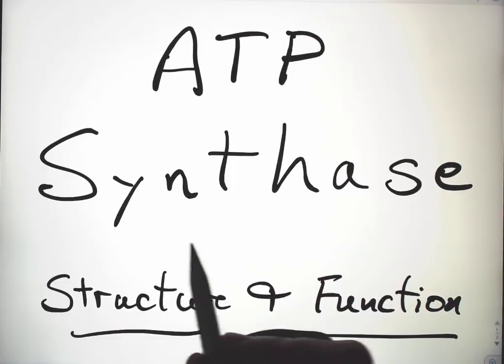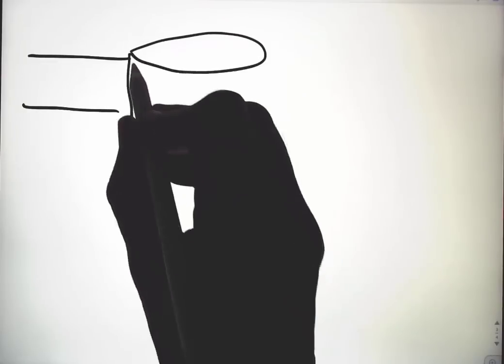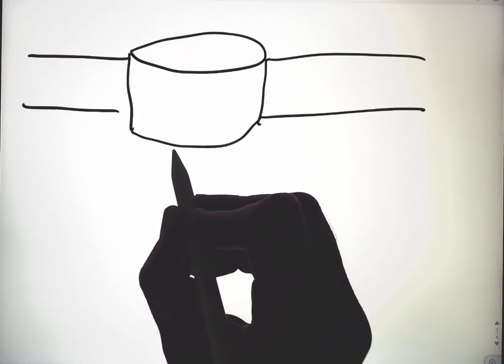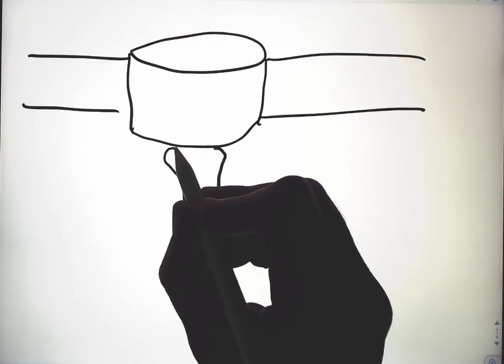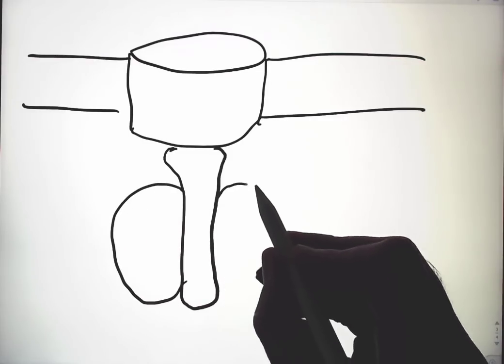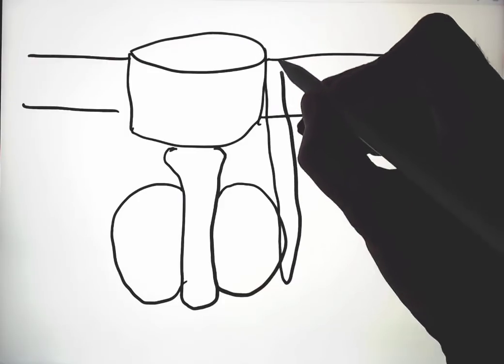How does ATP synthase actually combine an ADP and a phosphate to make ATP? What's the structure and function? Here is a membrane showing the cylinder, the membrane-embedded portion of ATP synthase. Down below is a shaft that's attached to the cylinder, and a series of 6 subunits that I'll show in more detail later. Right now I'm just showing 2, and then a stabilizing element on the outside.